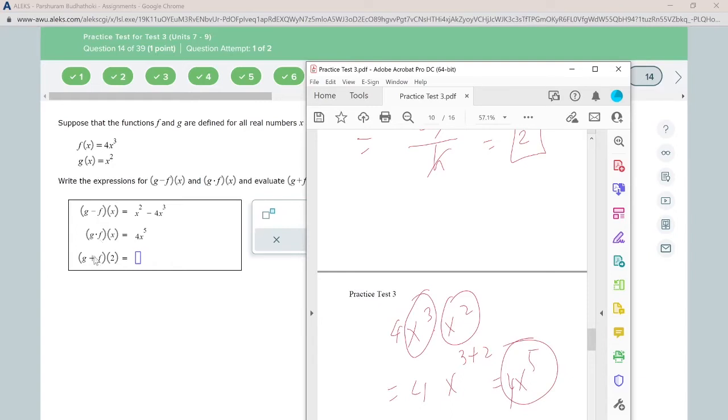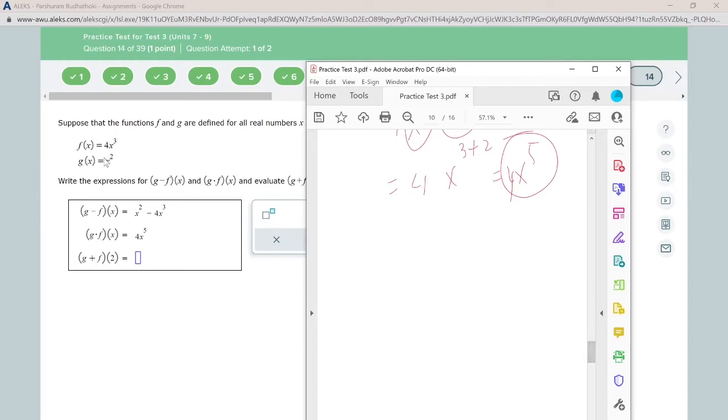Now here, add these two functions and replace x by 2. If you add these two functions, you can plug x equal to 2 before or after, it's up to you. So first of all, if you add these two functions, it will give you 4x cubed plus x square. Now you want to replace that x by 2, so it will be 4 times 2 to the power cube plus 2 to the power square, which is eventually 36.